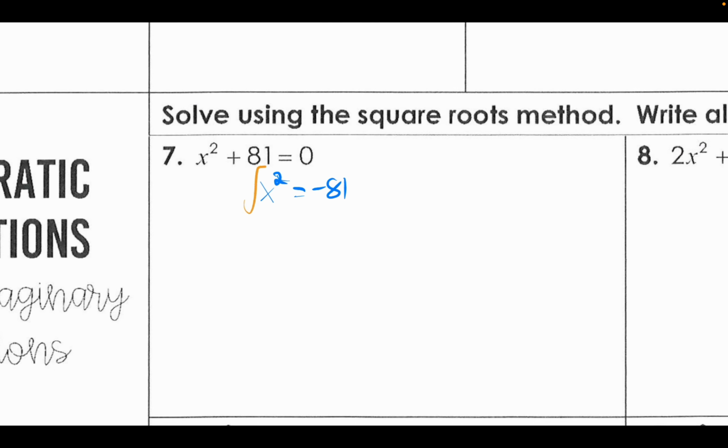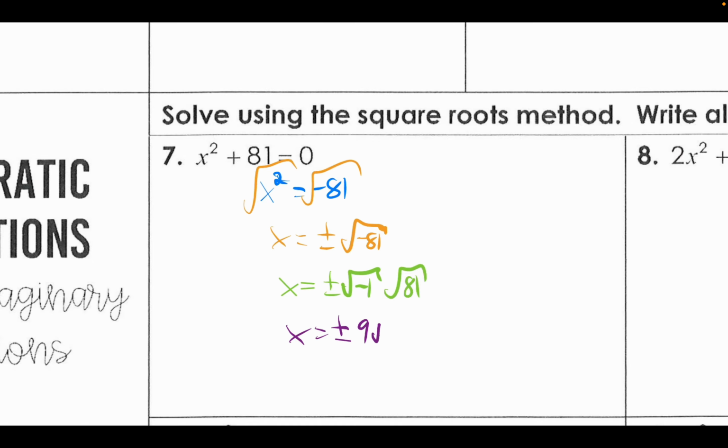We still square root both sides to undo the square, and we get x equals positive and negative square root of negative 81, excuse me. And we note that the square root of negative 81 is the square root of negative 1 times the square root of 81. And this we can call positive negative 9, square root of 81 is 9, I, replacing the square root of negative 1 with I. And these are the two answers, positive and negative 9i.